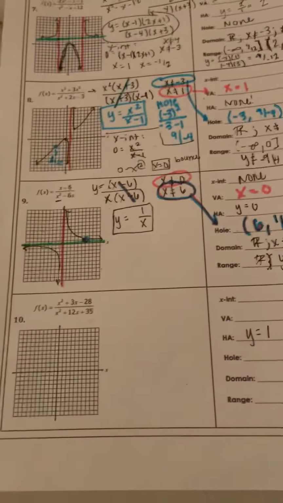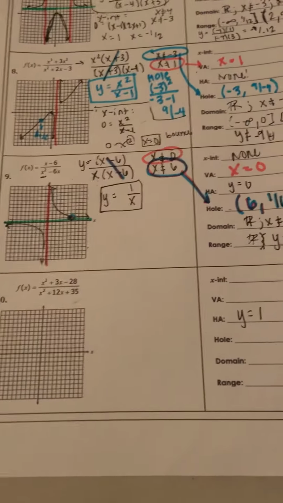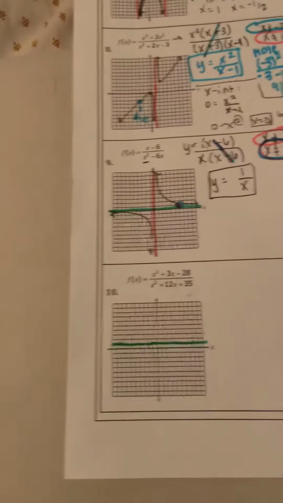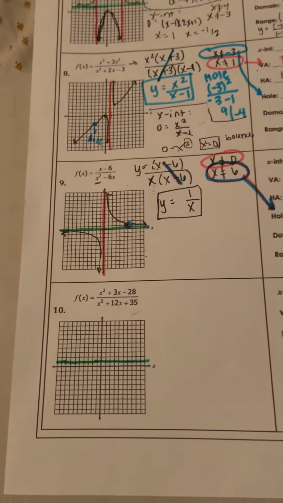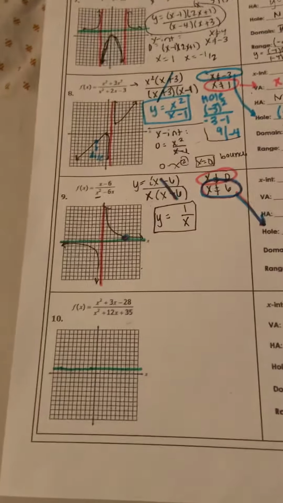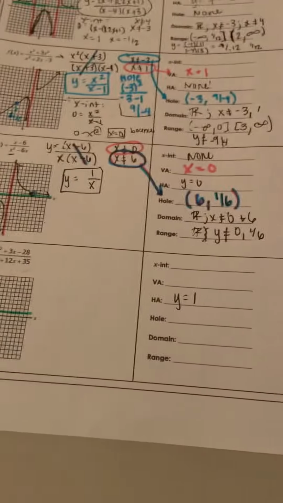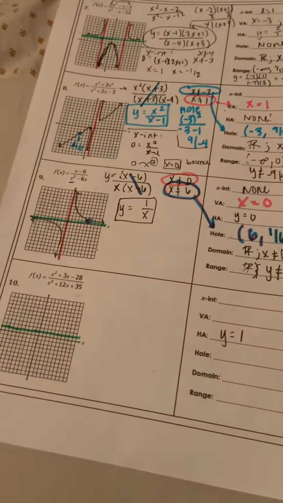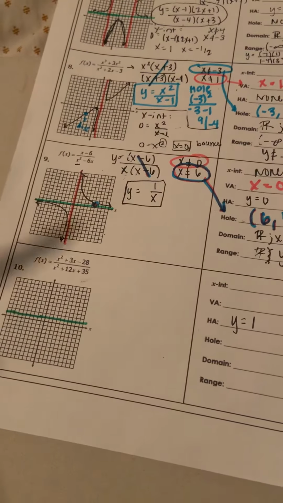Go ahead and sketch that, knock that out of the way. y equals 1. All right, so I have my green line at y equals 1. This graph is not going to ever touch y equals 1. Now I want to figure out all this other information, so I have to manipulate this in order to see what's happening in the graph.